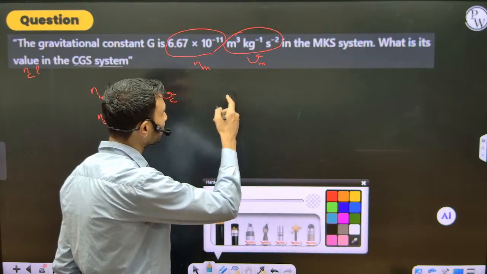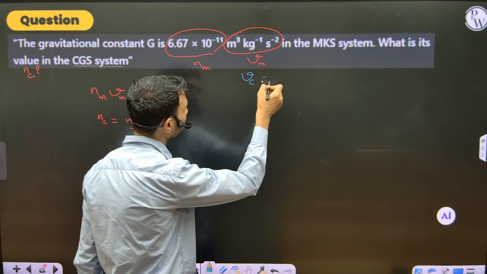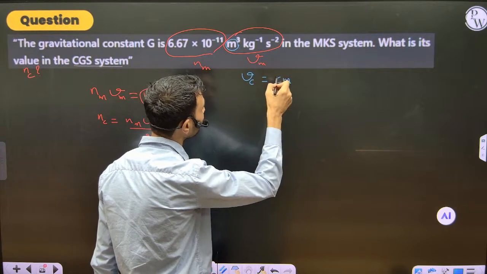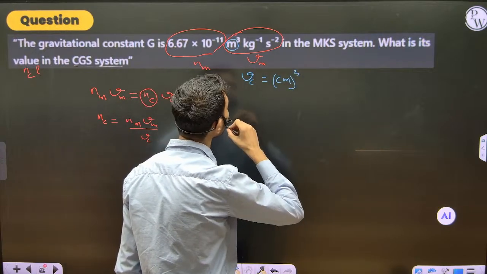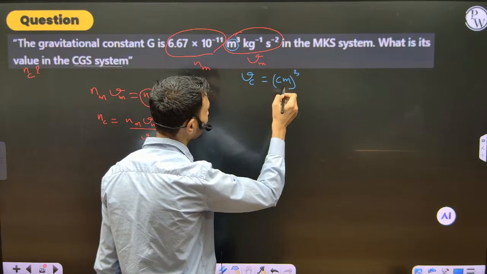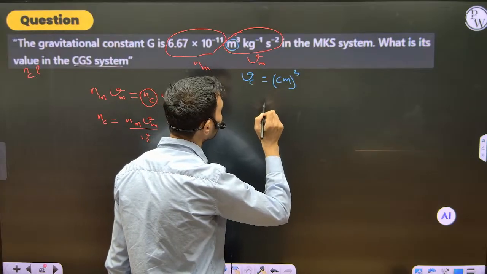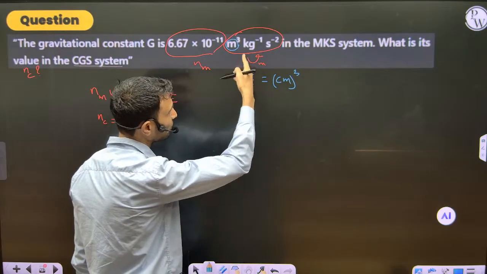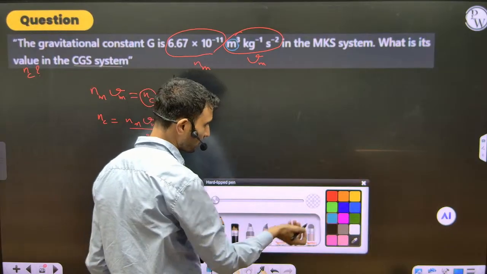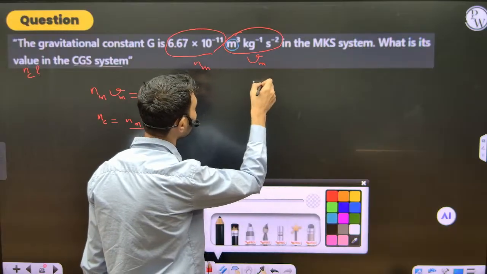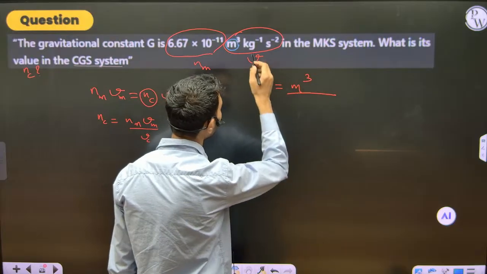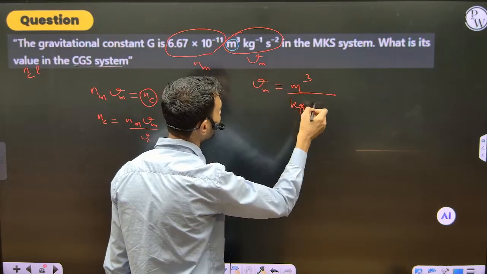So that is the unit in the MKS system. What will be the unit in the CGS system? Now tell me. Meter in CGS is centimeter, whole cube. Kg to the power minus 1. Actually, I should write that UM properly because it is minus 1 and all, no? So let's first write UM properly, then we'll write the other one. UM is actually meter cube upon kg upon second square.